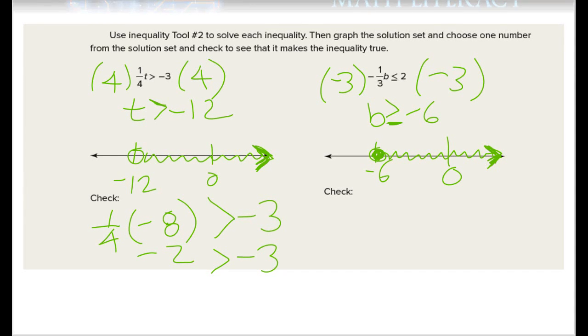And if we check it, well, what's a number greater than negative 6? Try negative 5, but I'm going to try negative 3. Negative 3 is greater than negative 6. So let's try that. Negative 1 third times negative 3. Is that less than or equal to 2? Well, negative times a negative is a positive. 1/3 times 3 is 1. 1 is in fact less than or equal to 2.